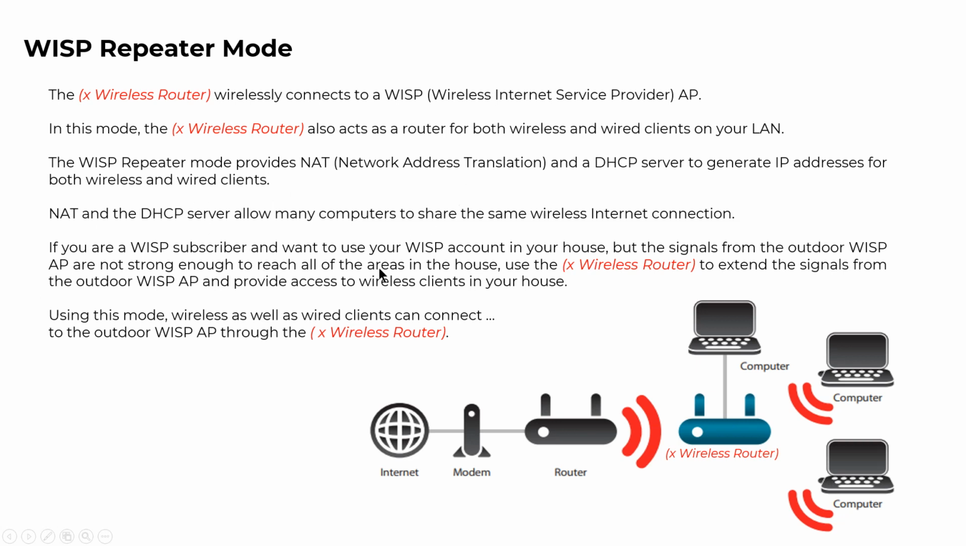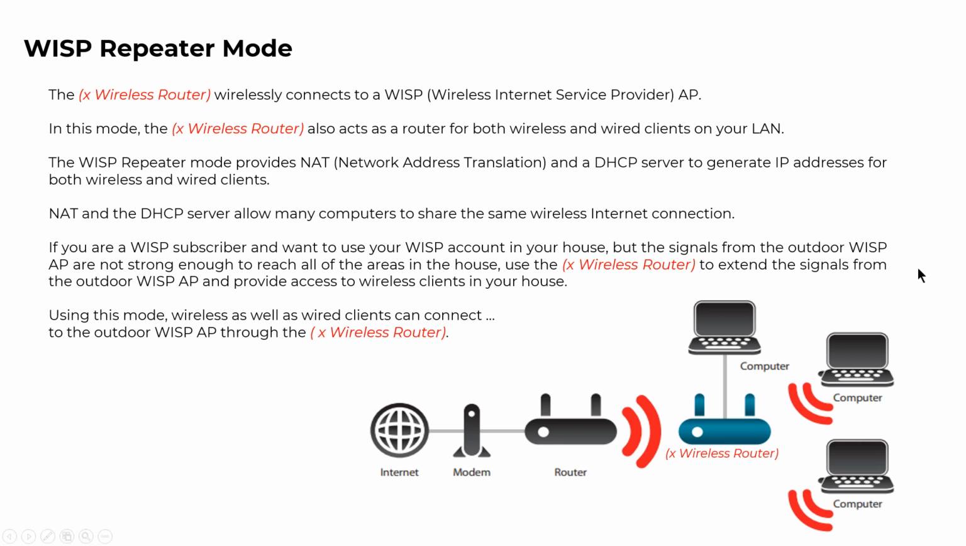If you are a WISP subscriber and want to use the WISP account in your house, but the signals from the outdoor WISP AP are not strong enough to reach all the areas of the house, use a wireless router to extend the signal from the outdoor WISP AP and provide access to wireless clients in your house. Using this mode, wireless as well as wired clients can connect to the WISP AP through the wireless router. But in this mode, the device you are going to install inside your home must support this WISP repeater mode. So you will get the internet signal, or you can say the Wi-Fi signal, strong inside your home.